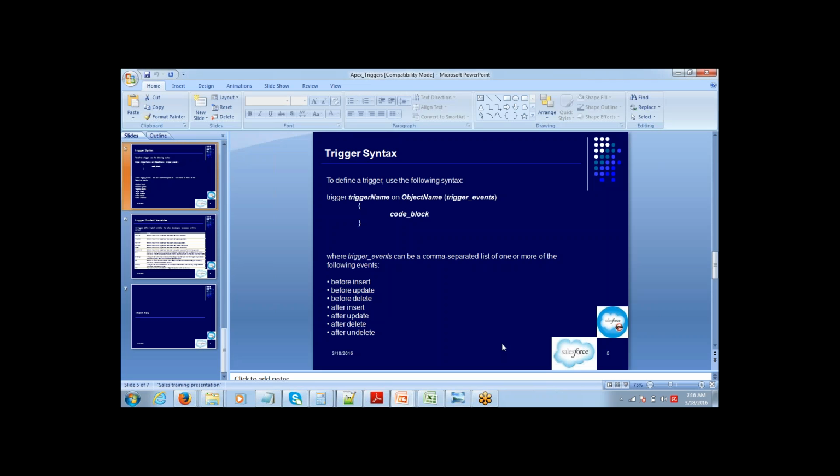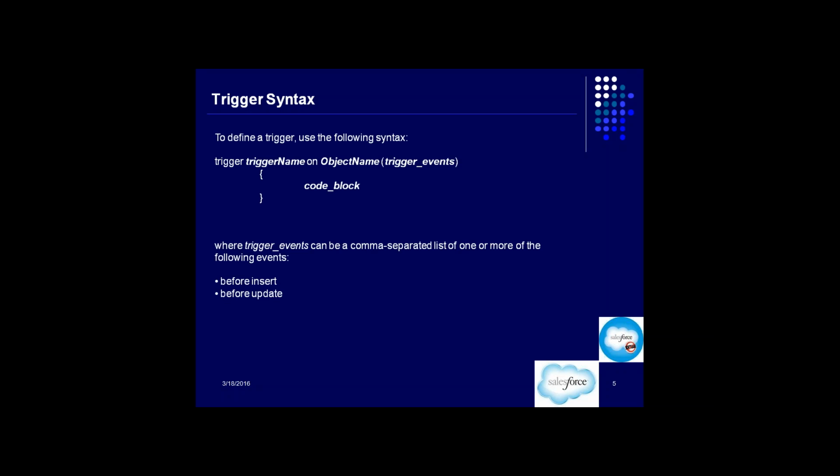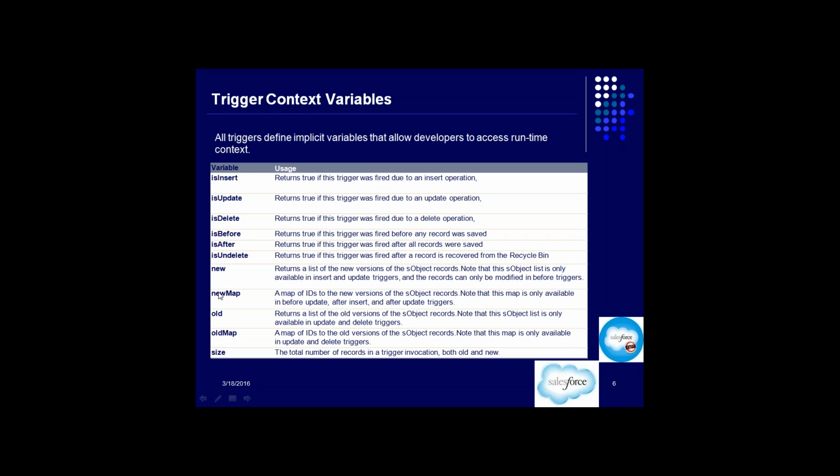All right. So Salesforce gives you some context variables. So you don't even need to define your own variable. You can just go ahead and work with the context variables. All triggers define implicit variables that allow developers to access runtime context. So these variables, context variables, will allow you to access the runtime context, the records in context. And that makes your life easy. So you don't have to do anything, you just have to use a context variable.